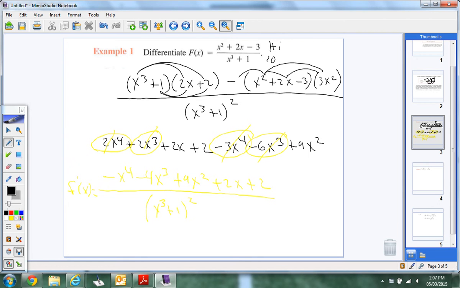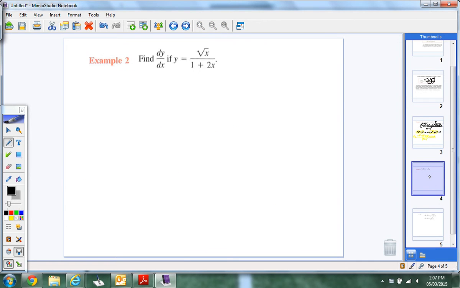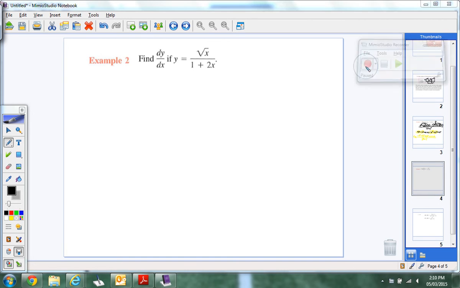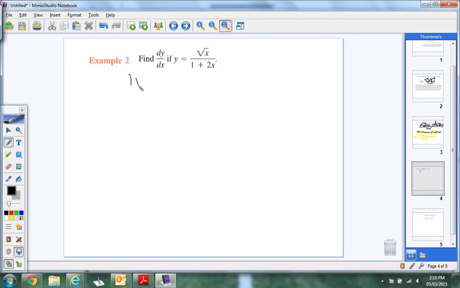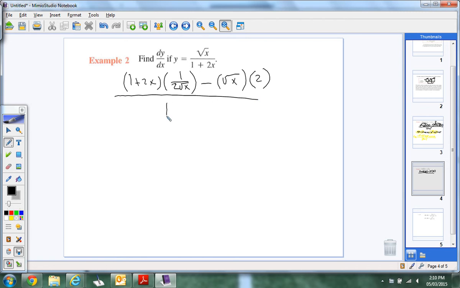All right, I'll let you guys try example 2. This is our last example already. As I said, today's very short. So go ahead and try this one. See what you can get. I will pause the video and start here. Okay, so low d high. What's the derivative of root x? We know that by now. 1 over 2 root x, right? Minus high d low. Derivative of low is just 2. All over low squared.